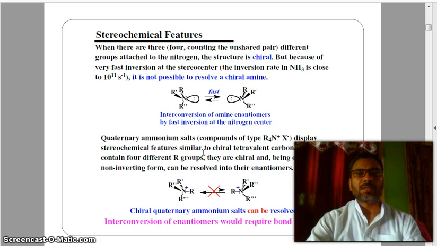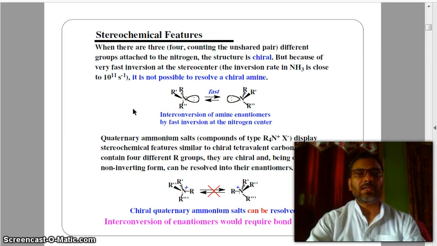Now, in this slide, I will talk about the stereochemical features. Stereochemical features means when there are three or four, counting the unshared pair, different groups attached to the nitrogen, the structure is chiral. But because of very fast inversion at the stereocenter, the inversion rate in NH3 is close to 10 to the power 11 per second. It is not possible to resolve chiral amines. So this is the interconversion of amine enantiomers by fast inversion at the nitrogen center. You look at here, this is in equilibrium and very fast.